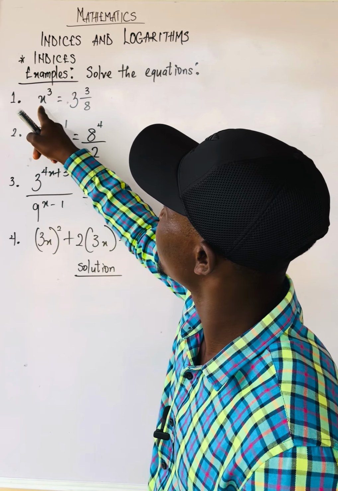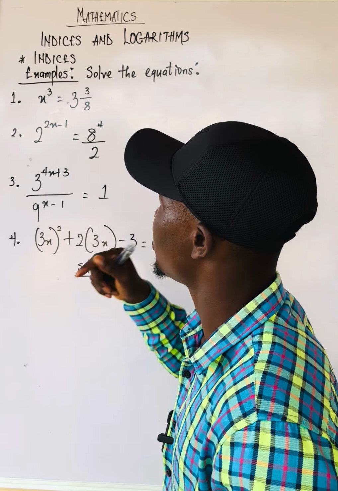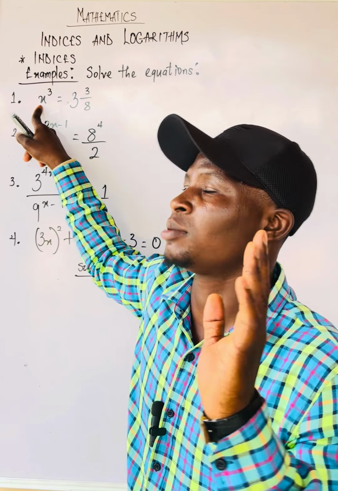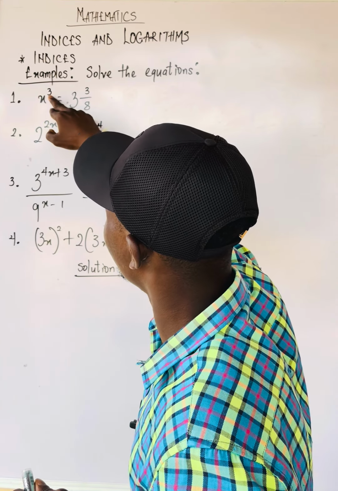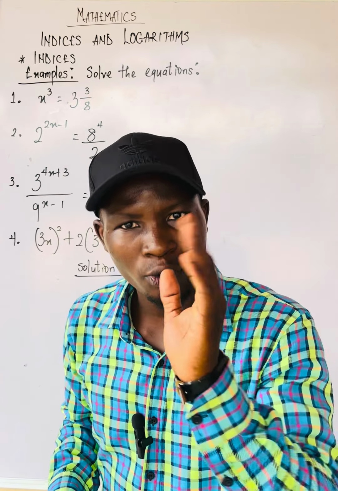Now, question 1 says x raised to power 3 equals 3 whole number 3 over 8. This is x. Please, I'm sorry that my handwriting is not fine. Please, just endure with me. This is x raised to power 3 equals 3 raised to power 3 over 8. Now, that is question 1. So let's solve question 1 together.